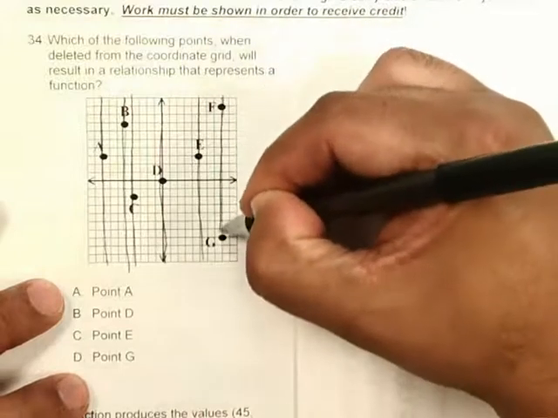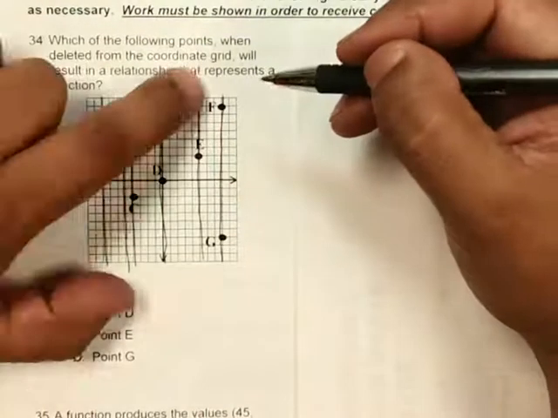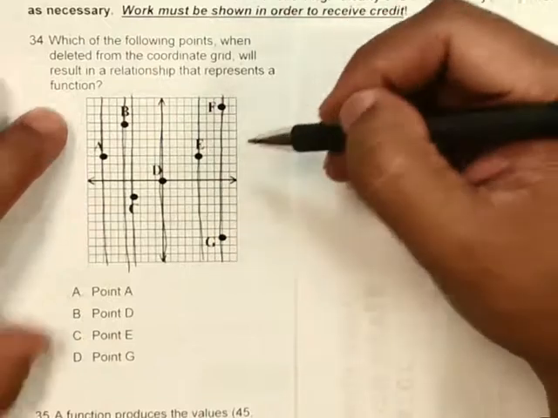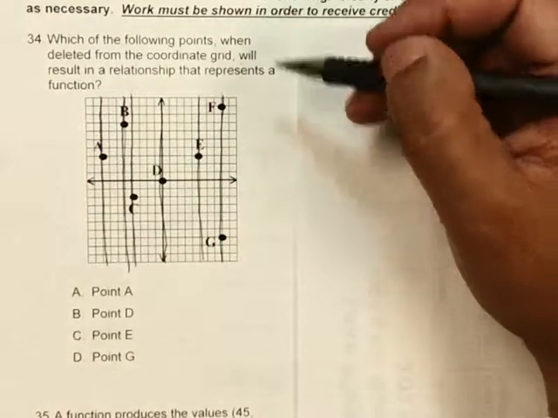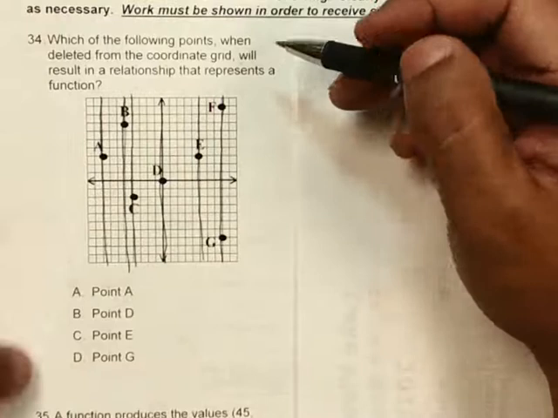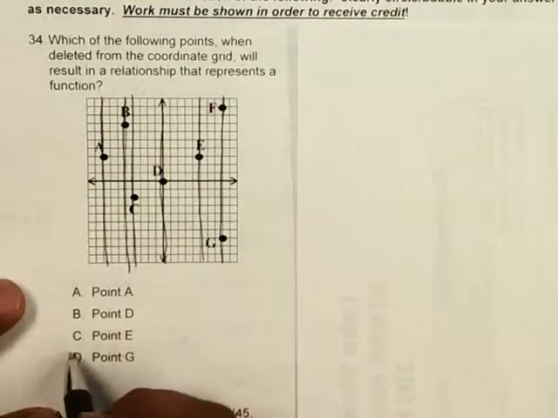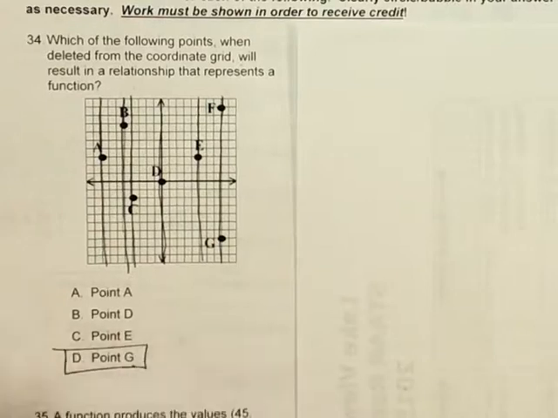So here, I was fine up until I got to FG. When I drew that vertical line, F and G are on that same vertical line, so I'd have to remove one of those in order to have a function. So when looking at my multiple choices here, G is the one that I would need to get rid of, point G. So this would be the one. That would be my right answer.